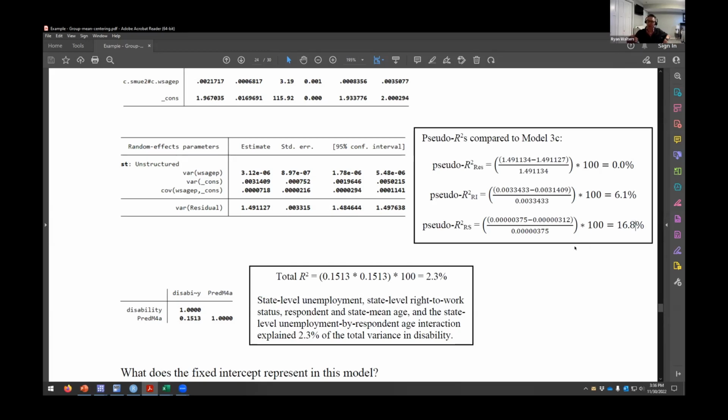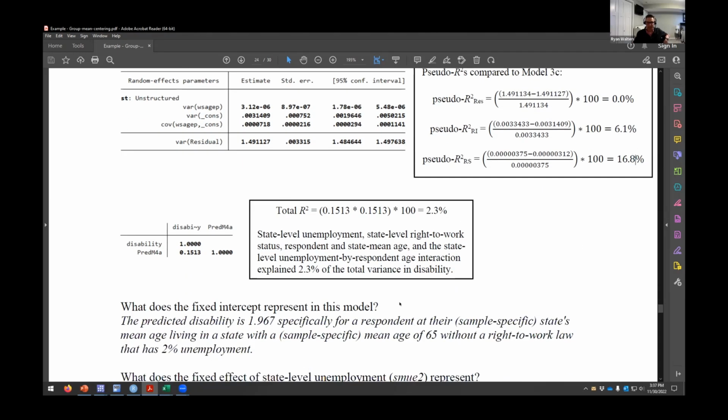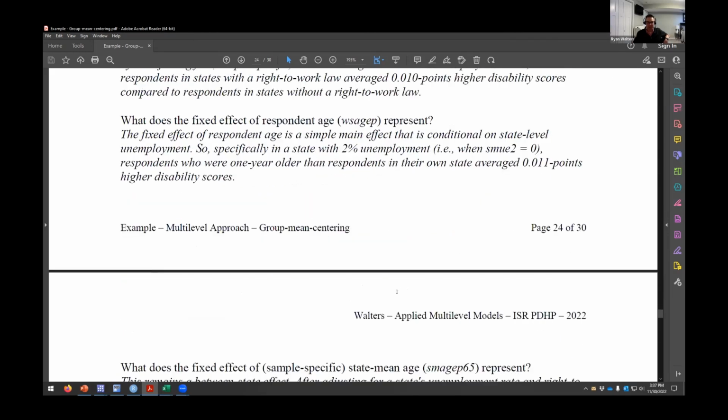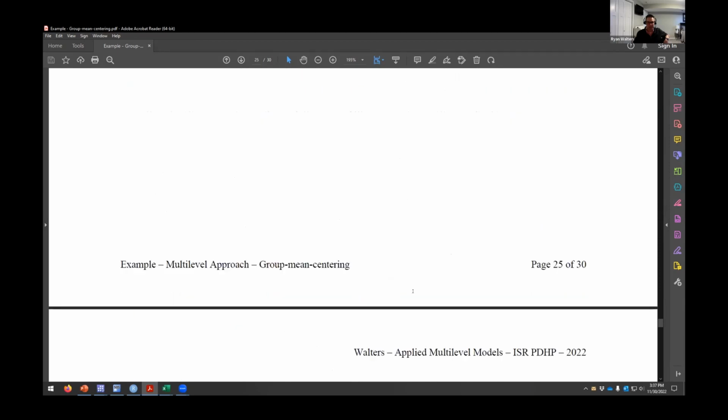So you could include cross-level interactions, again, between right to work and within state age, between minimum wage and within state age. We calculated total R squared the exact same way. So there's a lot of words here for interpretations.